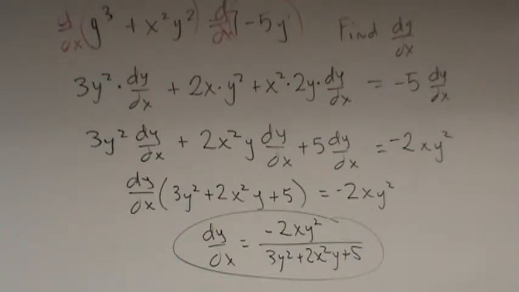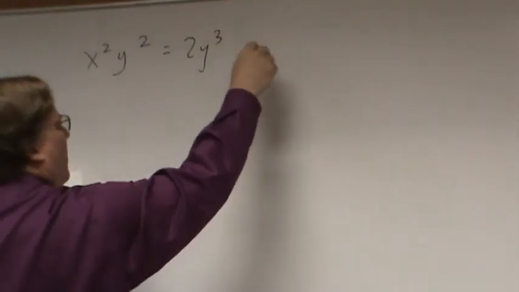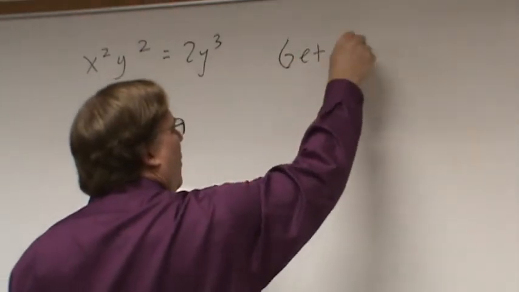Okay. Beautiful equation. You guys ready to do one on your own? All right, here it comes. And I'm not going to have you plug in any numbers, so you'll have to do the algebra. You can't do the Lauren cheat. Here we go. I like this one. x squared y squared equals 2y to the third, get y prime.